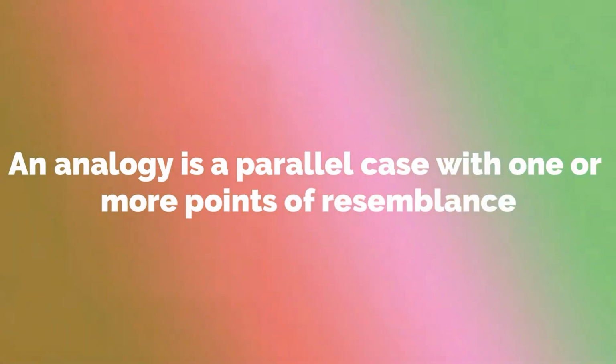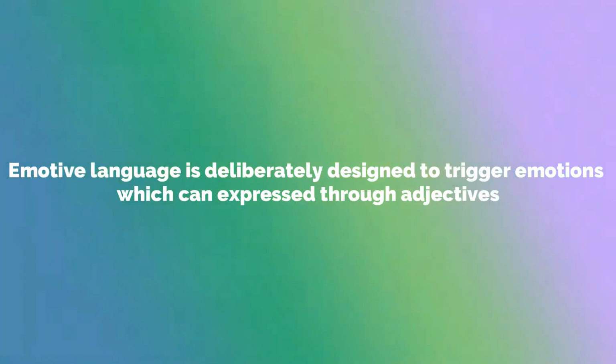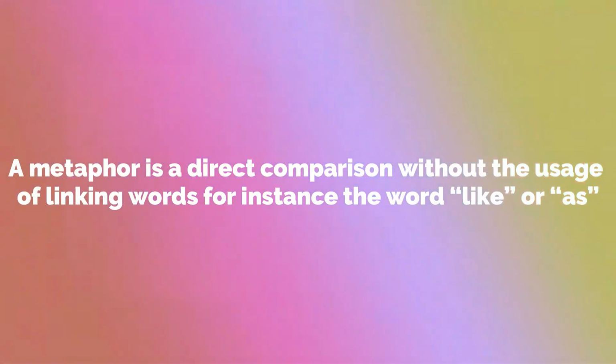An analogy is a parallel case with one or more points of resemblance. Emotive language is deliberately designed to trigger emotions, which can be expressed through adjectives. A metaphor is a direct comparison without the usage of linking words. For instance, the word like or as.